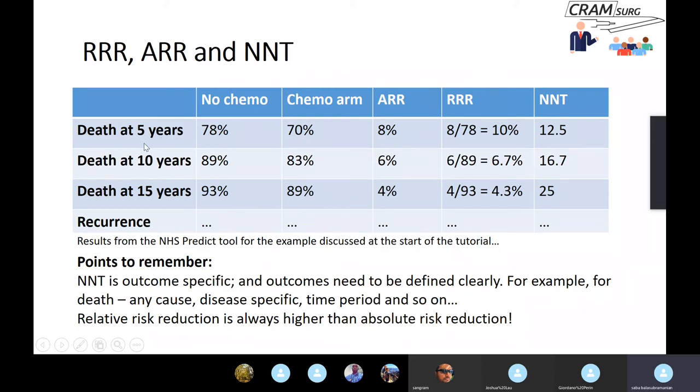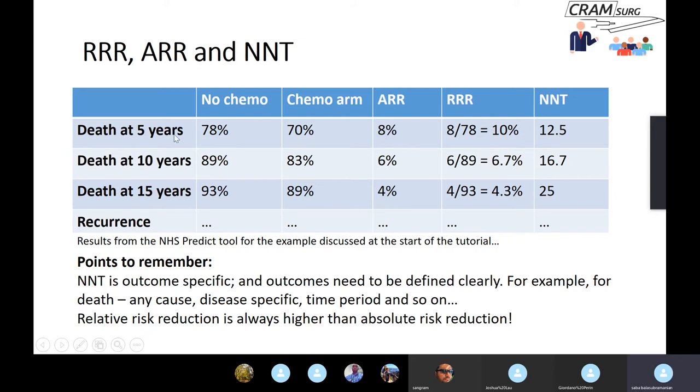So using the same PREDICT calculator, we have calculated that death at 5 years in the no chemo arm is 78%. If you add chemotherapy, it goes down to 70%. So the absolute risk reduction in death is 8%. That's straightforward: 78 take away 70 is 8%. Now, relative risk reduction would be the absolute risk reduction divided by the death rate at 5 years. So that would be 8 over 78. That'll be 10%. Okay. And then NNT, or the number needed to treat, is simply the reciprocal of the absolute risk reduction. So it's 1 by 8% or 1 by 0.08, that is 12.5 patients.